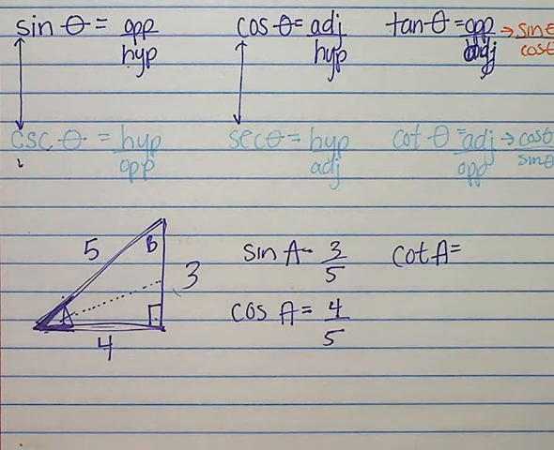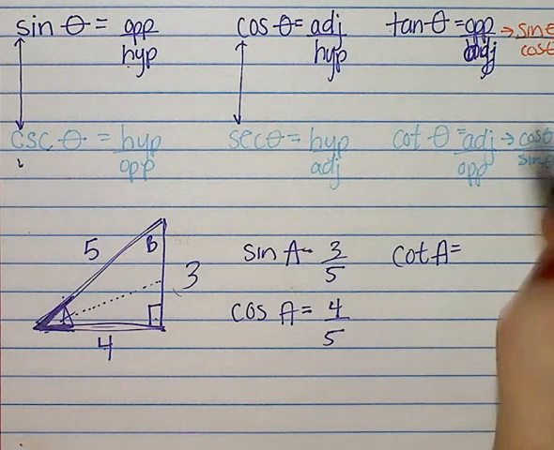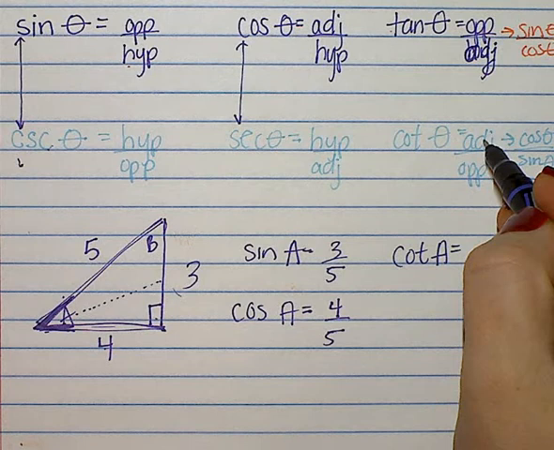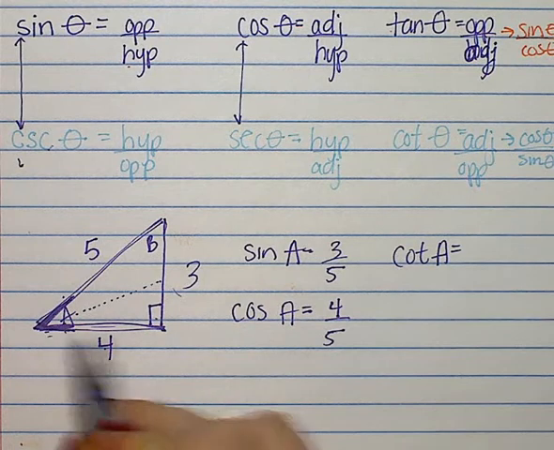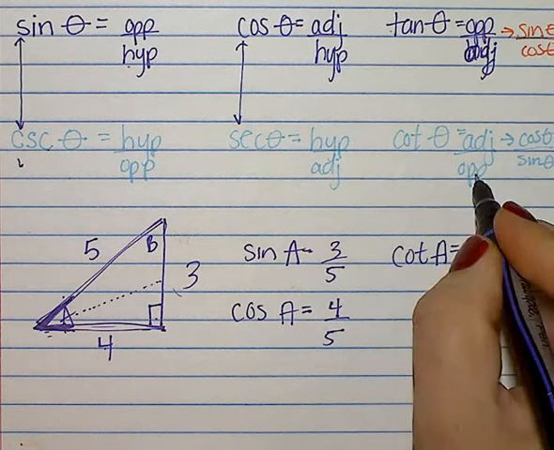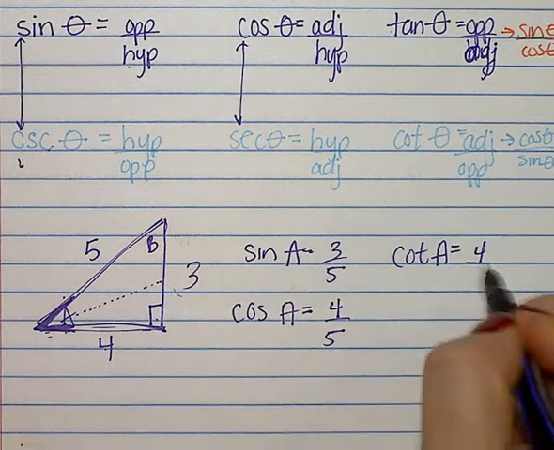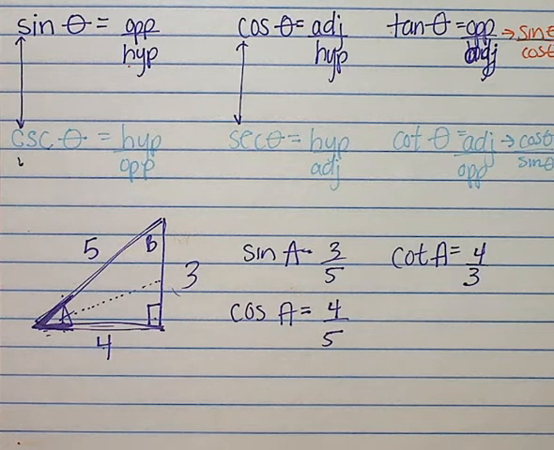Cotangent is adjacent over opposite. So adjacent is going to be, okay, adjacent of this angle is 4. We just went over that. And opposite is 3. Do not take time to put that into a mixed number if you ever see something like 5/4 or improper, 4/3 in this case. Just leave it as a fraction.